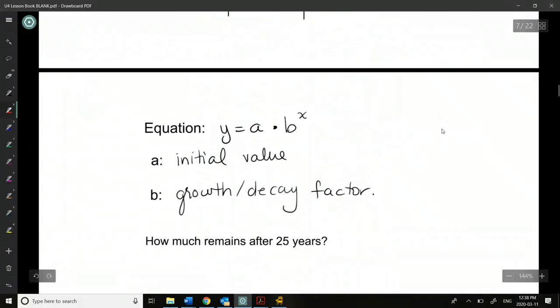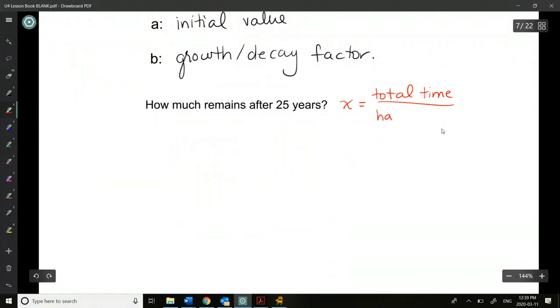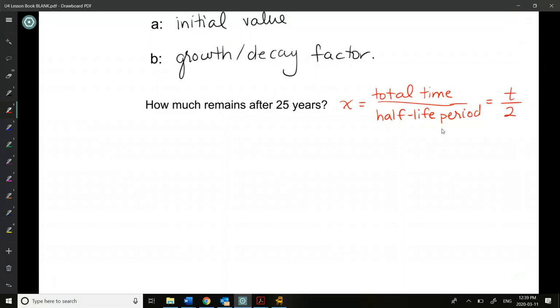So when we think about x in terms of our question here, x is going to be equal to total time over the half-life period. And we know that the half-life takes 2 years, so we'll call this t over 2 years. Now if I want to know how much remains after 25 years, then for my x value, I can just enter in 25 for the total time, and it will be 25 over 2.